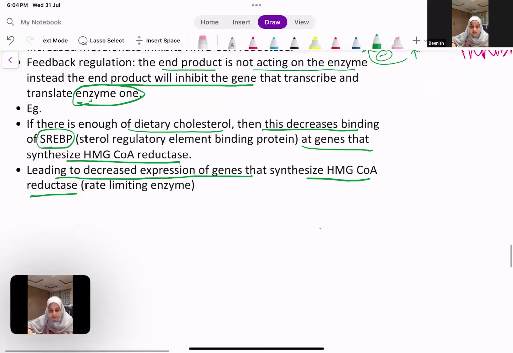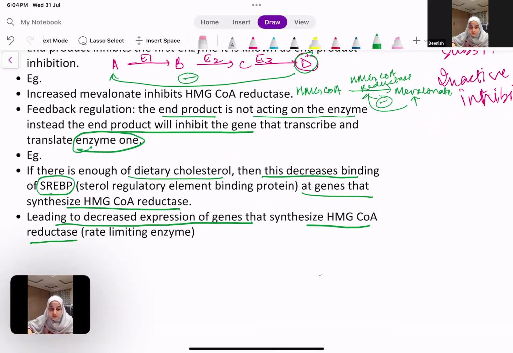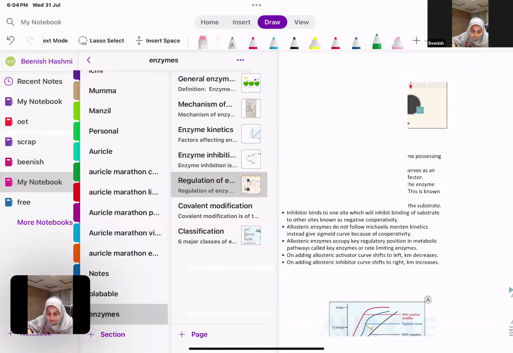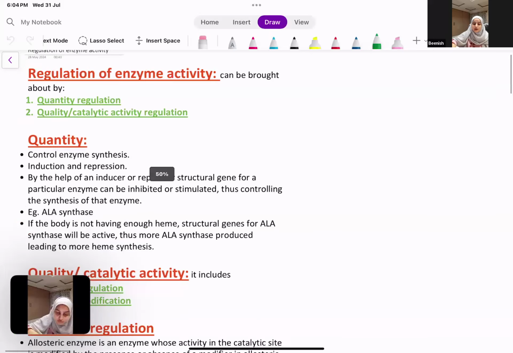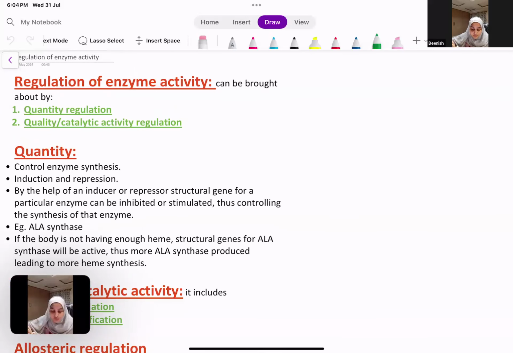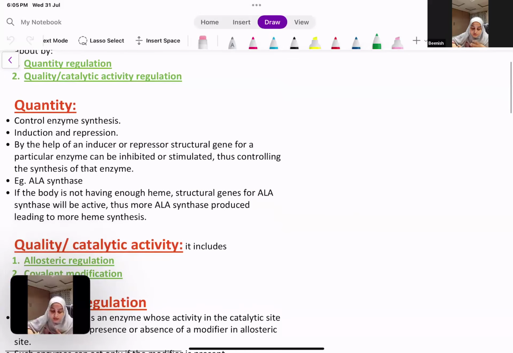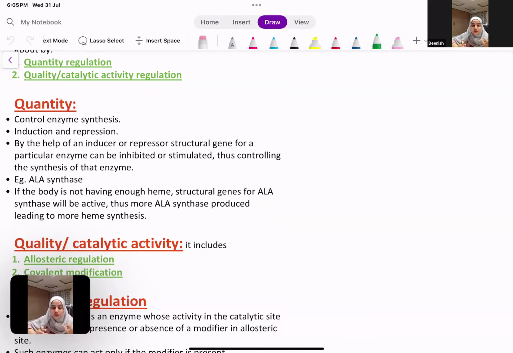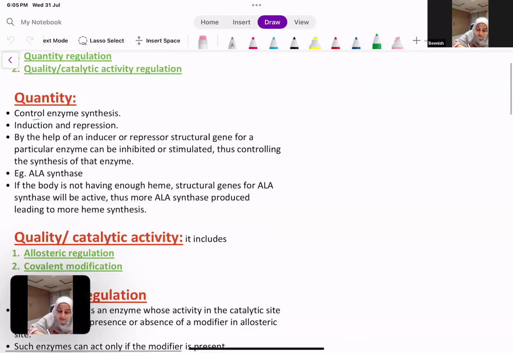Okay, so that was about different types of inhibition. Now we're only left with allosteric inhibition. You can regulate the enzyme activity in two different ways: either by regulating the quantity of the enzyme produced, or the quality, that is its catalytic activity. In quantity, you can control the amount of enzyme synthesized, either by induction or repression. You either induce or suppress the structural genes with the help of inducers and repressors, and therefore you control the quantity of the enzyme synthesized.